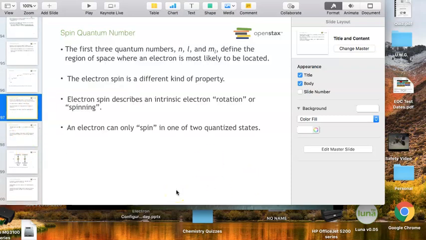All right, and then finally, the spin quantum number. We've already learned three different quantum numbers, n, L, and m sub L. They define the region of space where the electron is most likely to be located. The last number we're going to talk about, m sub s, refers to the spin. Electron spin is a different kind of property. Electron spin describes an intrinsic electron rotation or spinning. An electron can only spin in one of two quantized states.